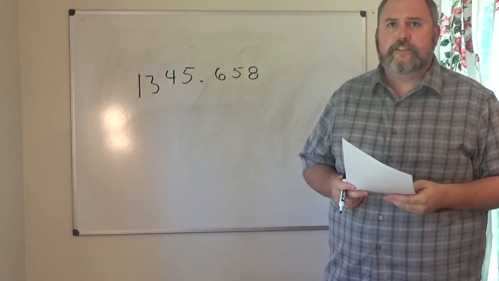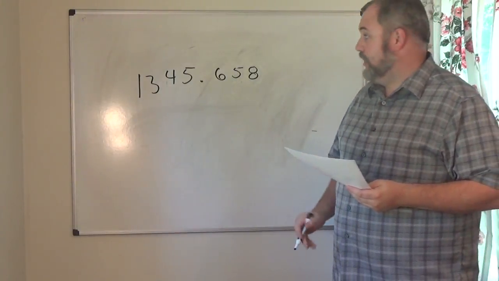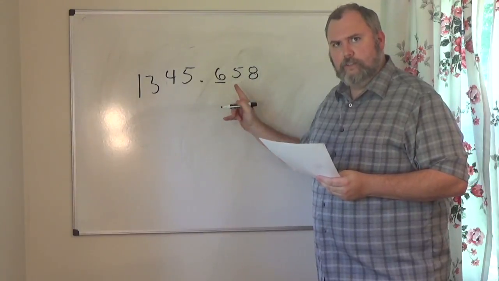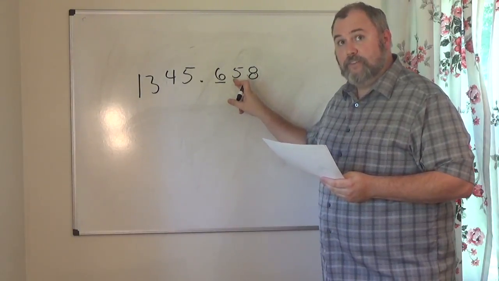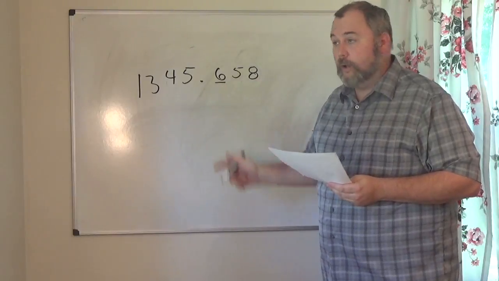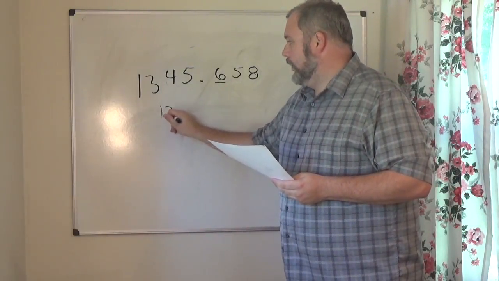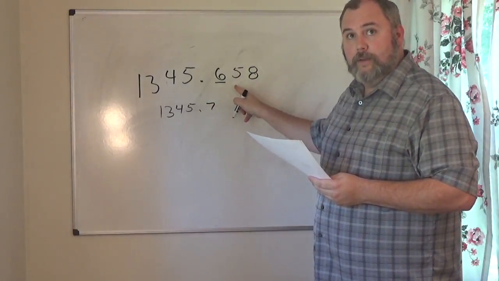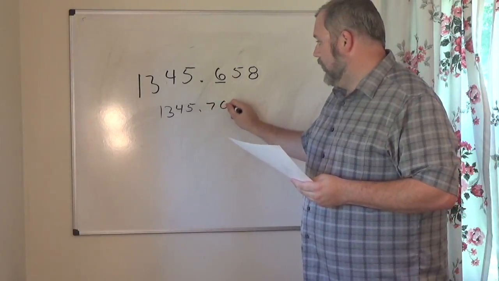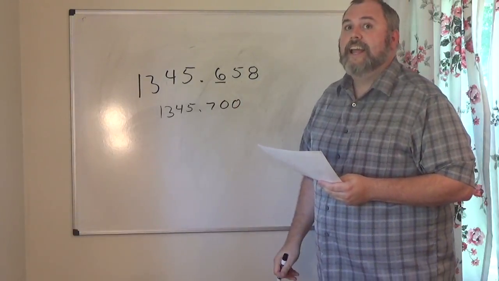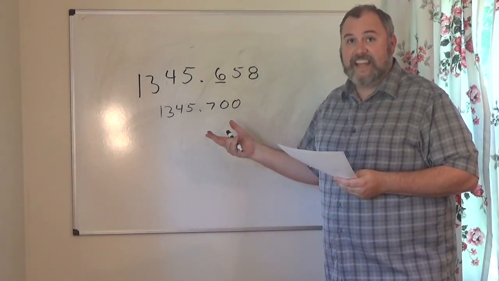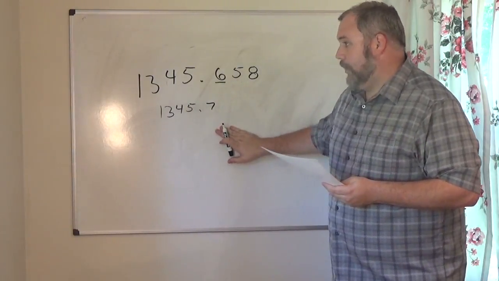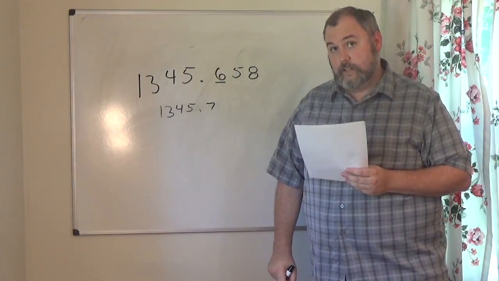Let's go ahead and do the nearest tenth. We need to find the 10th position. Here is my 10th position. I'm going to look to the right to this 5. This 5 is going to tell this 6 to go up. So my number is going to be 1345.7. These two numbers here are going to become zeros. Alright, and then the last step is that any zeros at the end of a decimal will be dropped. So I have rounded this to the nearest tenth.